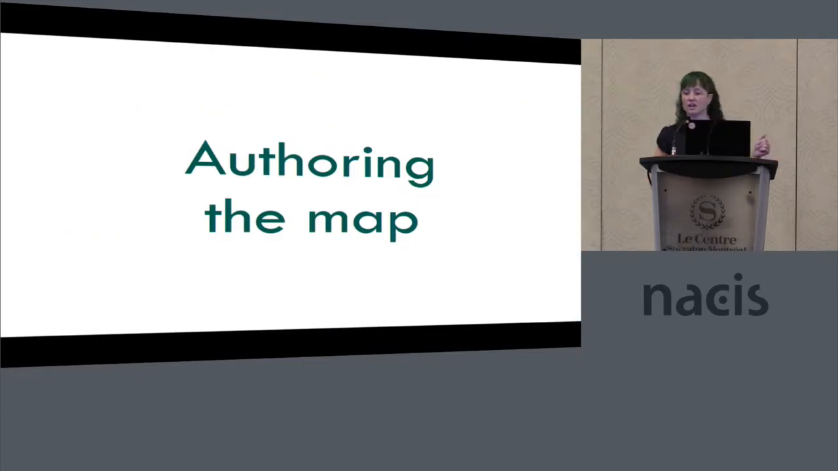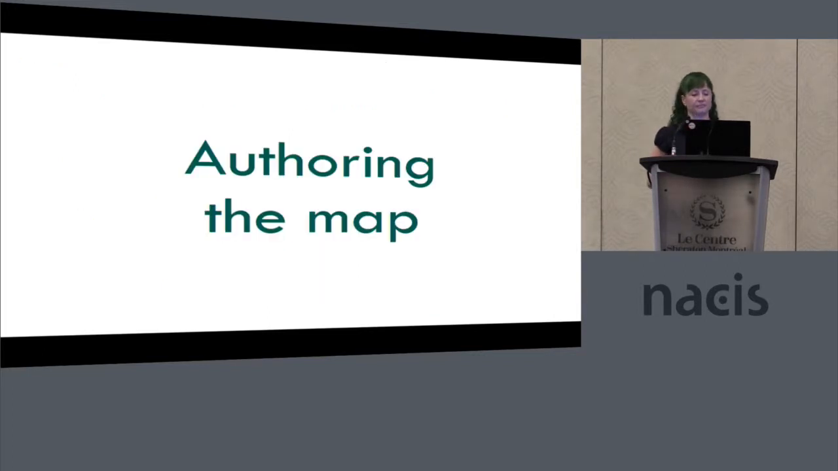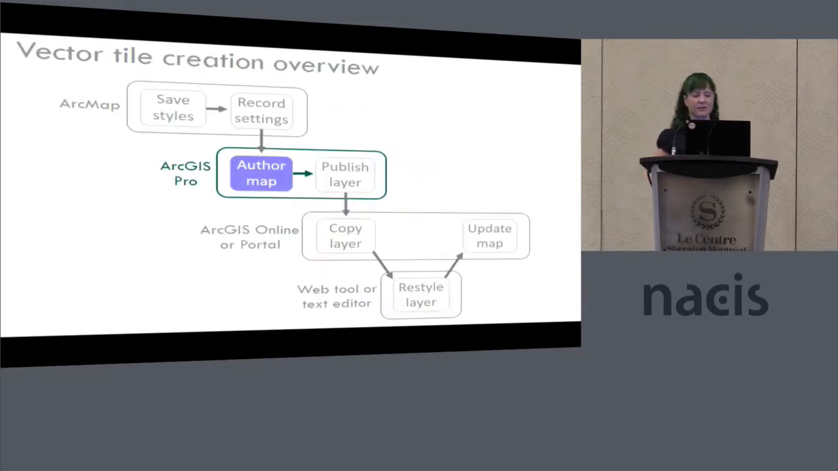All right, let's talk about authoring the map. But wait, before you make your map in Pro perfect, end-to-end, the whole map like I did, it's better to make a small prototype map with a few layers, take it through this whole process, learn from that, and then set up your map in Pro. I wasted a lot of time because I didn't really understand how it all worked until I went through the publishing process. Now we can talk about authoring the map.